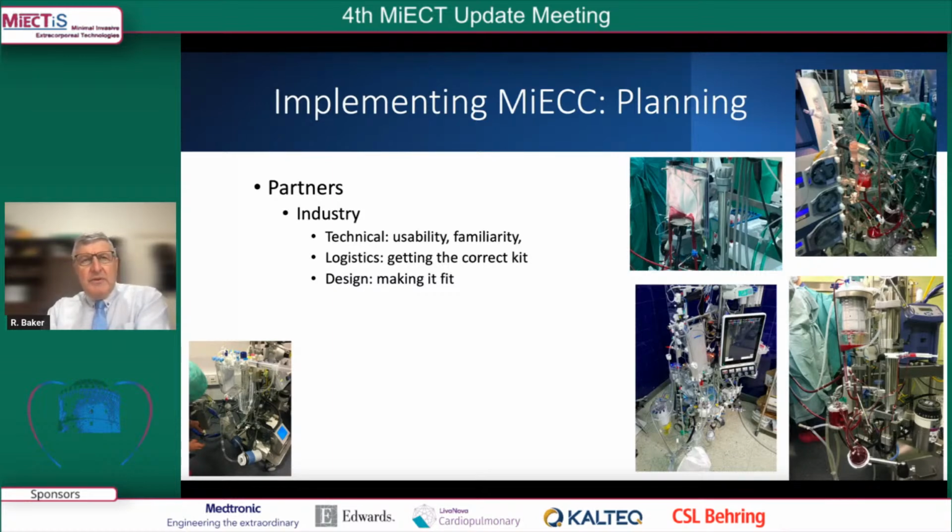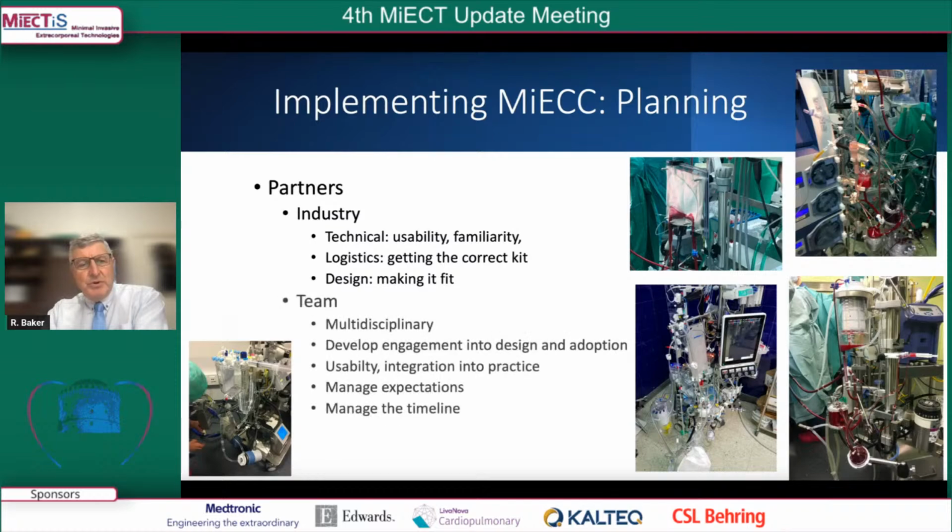And the overwhelming support that one needs to get from the industrial partners, in terms of just the technical aspects, the logistics of getting the right equipment in the right place at the right time, and helping us design what is an appropriate fit for one's institution, is very important. Similarly, the development and the planning of the team.